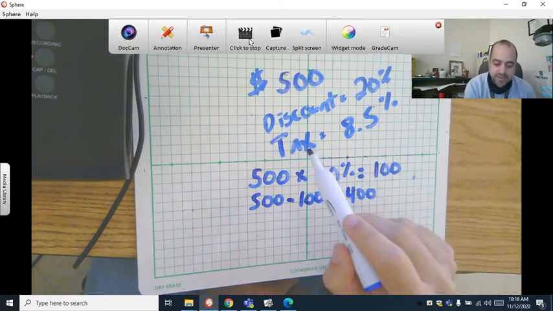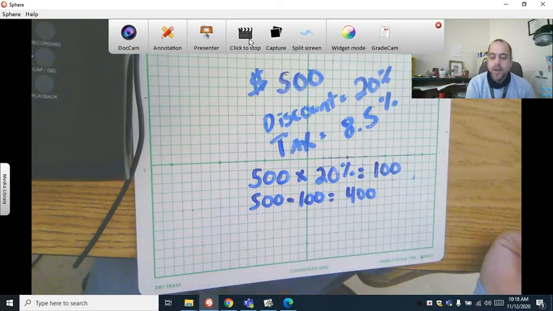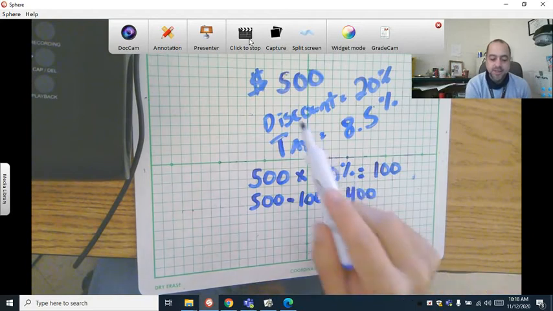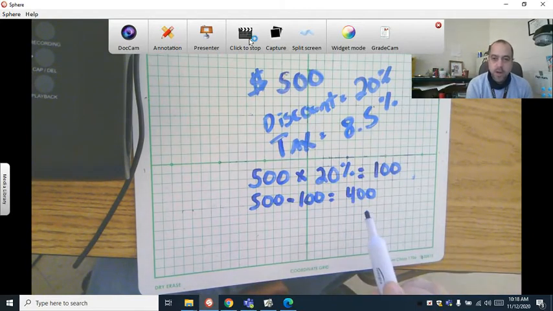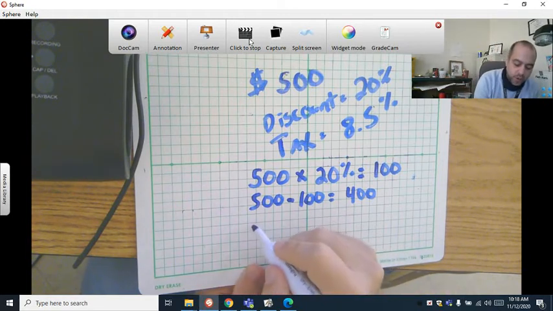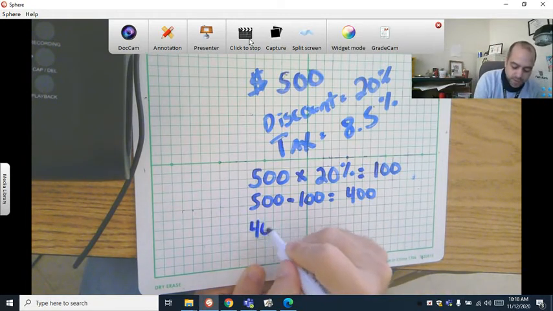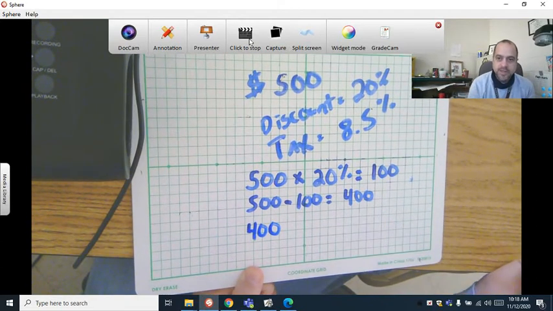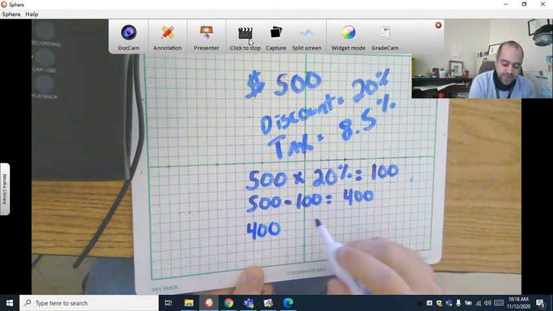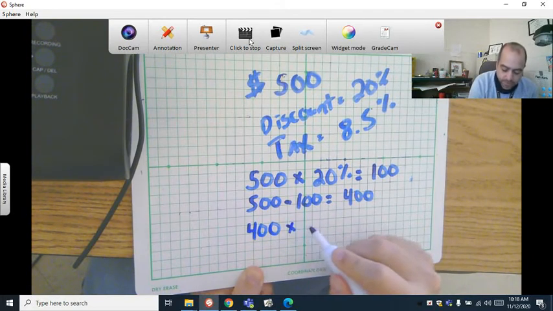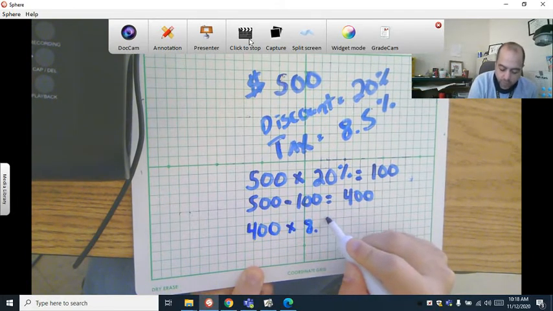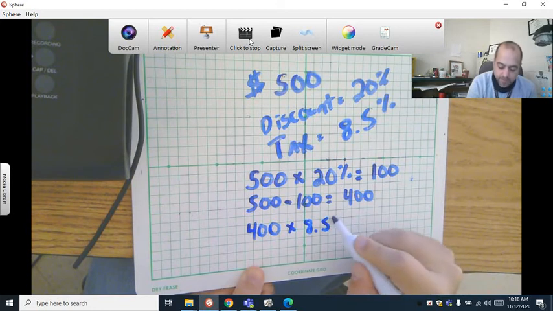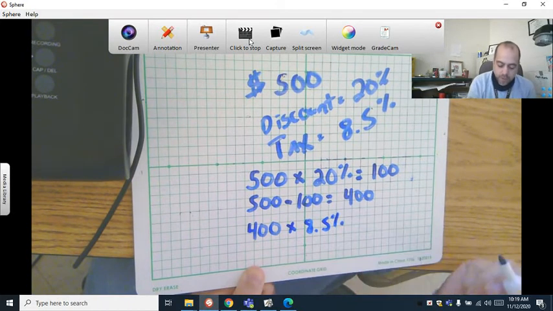Normally, we would take the tax and times it by the price, right? But we have a new price. It doesn't cost $500 anymore. Now it only costs $400. So we're going to take our new price of $400 and put a tax on it. And how do we put a tax on something? We times it by the rate, the tax rate, 8.5% or 0.085.